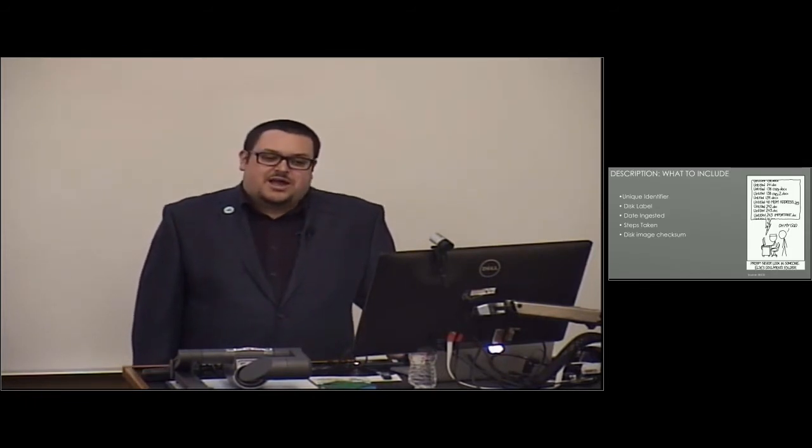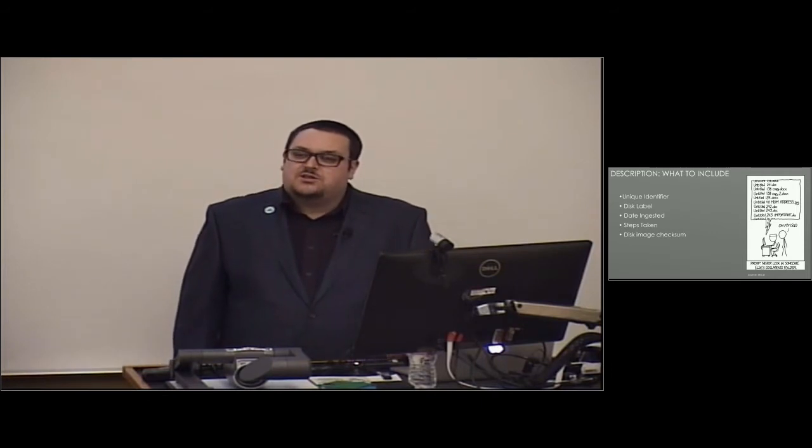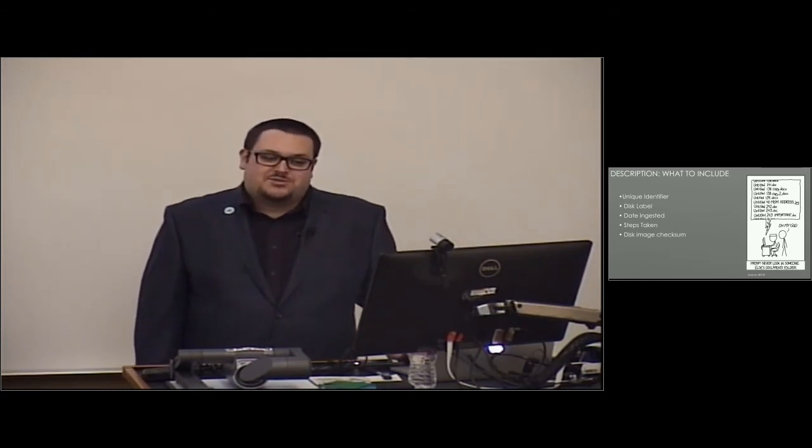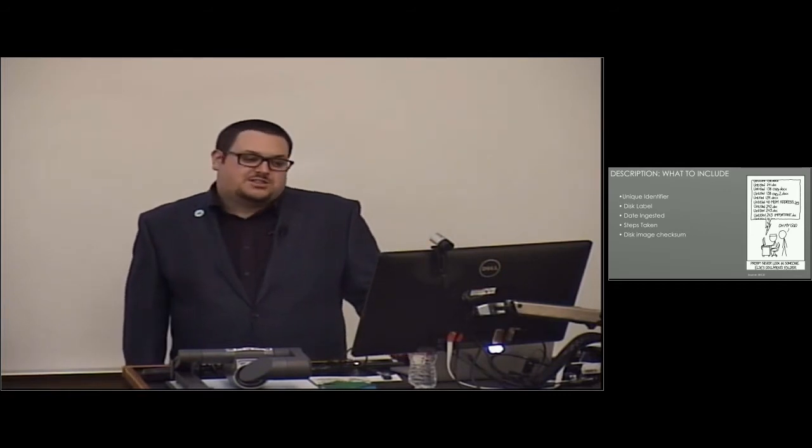Now that you have the files, the disk image, and a checksum from a physical disk, you should record other pertinent information in a separate file. This can be a simple text file or fillable form, but it should include the following: a unique identifier for the disk, any information on the disk's physical label or jewel case, the date you created the disk image, what steps you took, and the checksum. An example of the form that I use is included here.